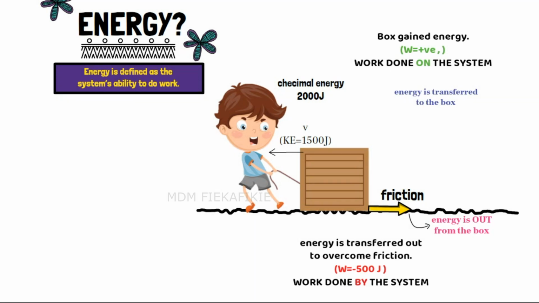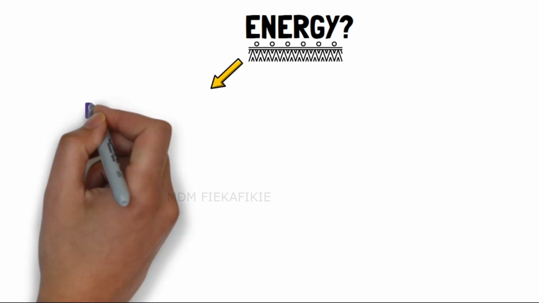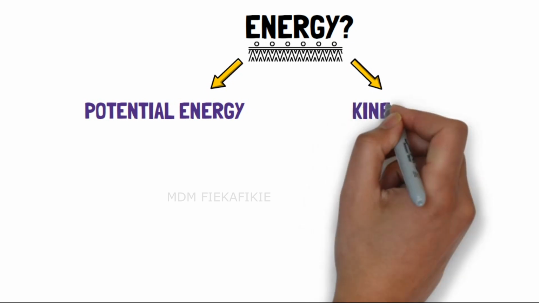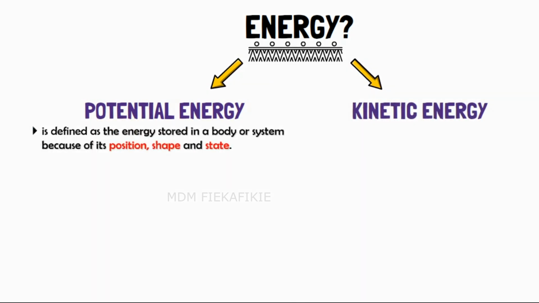Okay? Dan yang seterusnya kita akan tengok types of mechanical energy yang kita belajar dalam chapter 5. The first one, we call it as potential energy. And the second one is kinetic energy. So, potential energy is defined as the energy stored in a body or system because of its position, shape and state. Manakala kinetic energy pula adalah the energy of a body due to its motion. Nak senang ingat, bila objek bergerak, dia akan ada kinetic energy.